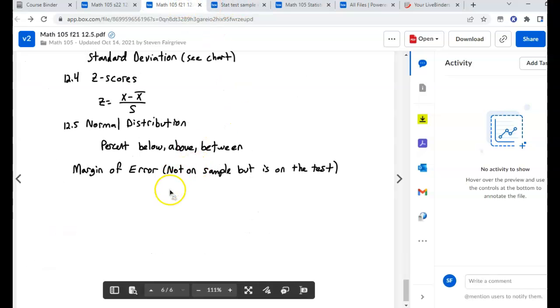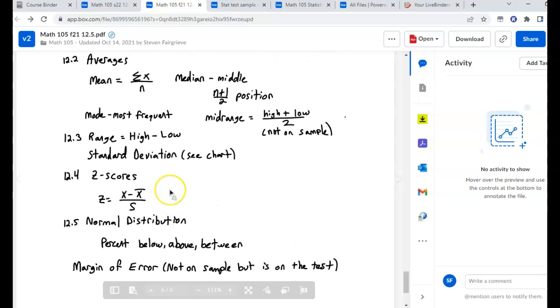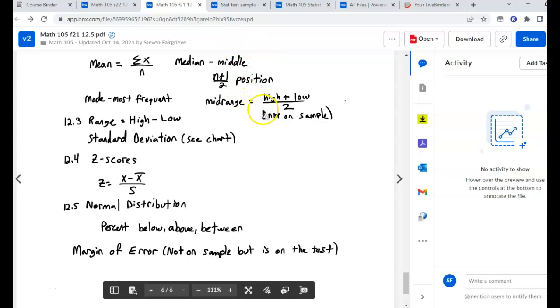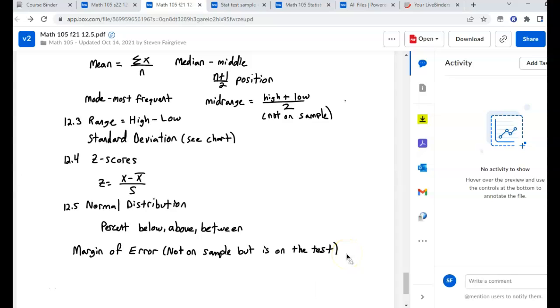Okay, so that is your test in a nutshell, which again will be in our next class. If you do have other additional questions, please email me, but definitely check out the sample test. Again, there's pretty much everything that we covered except for the mid-range and this margin of error. But just refer back to the notes or some of your homework problems on margin of error.